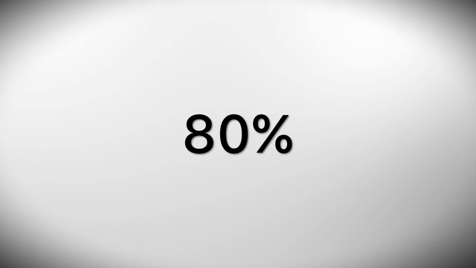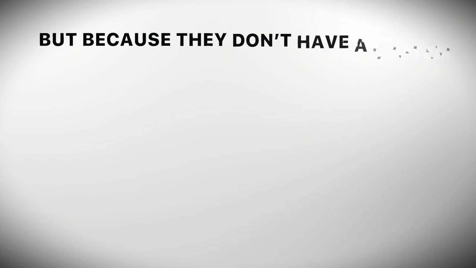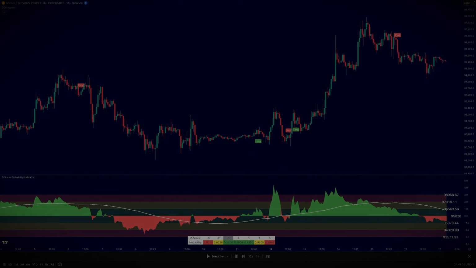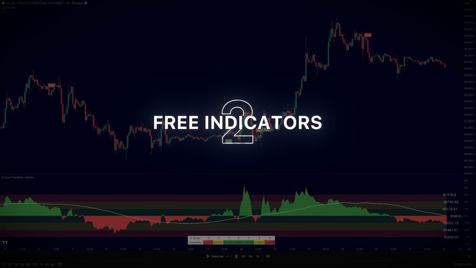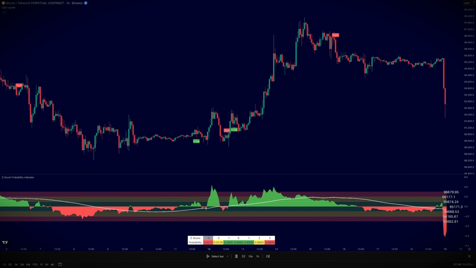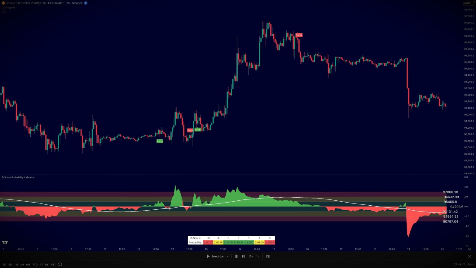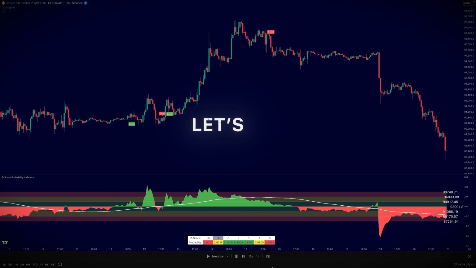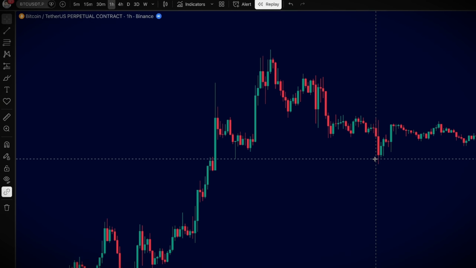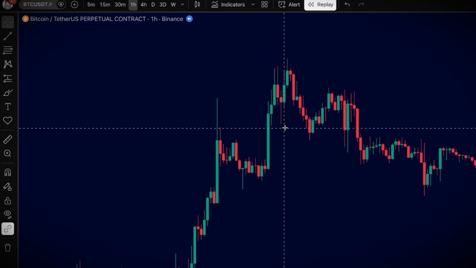80% of retail traders lose money not because they're stupid, but because they don't have a system. Now I'm going to give you 2 free indicators on TradingView with clear entry rules. No more "I think so," just signal, stop, take profit. Let's go. Open up TradingView on BTC USDT 1-hour chart.